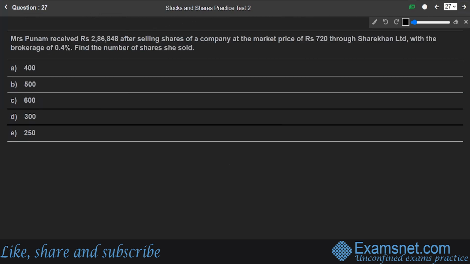Now it says Mrs. Poonam received 2,86,848 after selling shares of a company at the market price of 720. So each share is being sold at rupees 720 through Sher Khan Limited with a brokerage of 0.4%. Whatever the market price, the brokerage is also to be paid, so we'll have to find out that brokerage value. We'll find 0.4% of the market price. That will be the actual brokerage value, and that brokerage value has to be subtracted, and that will be the net selling price.